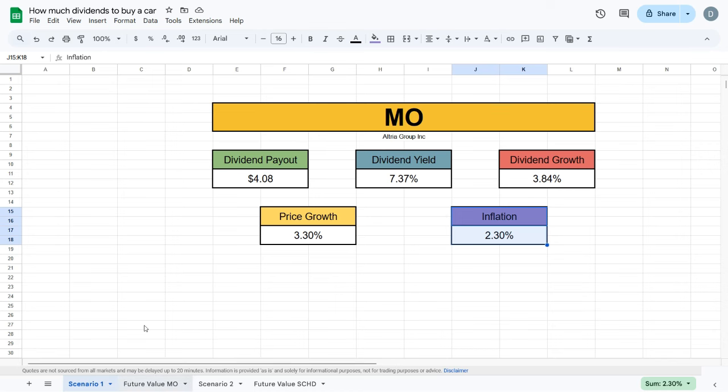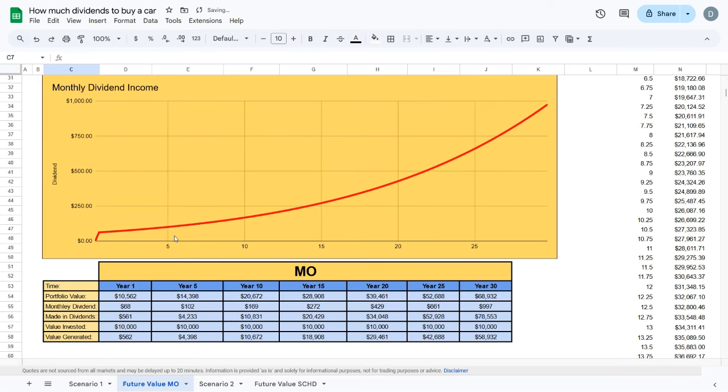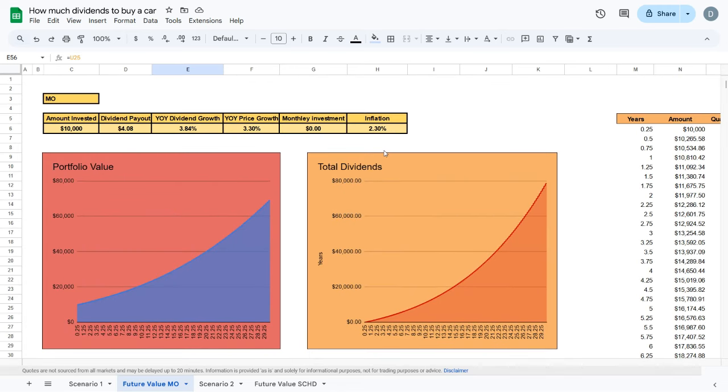Now, say we have some money laying around, which we want to use to generate us $4,200 to buy our Suzuki. So if we invest $10,000 into Altria right now, we can see that in 5 years, it would generate us about $4,233 in dividends. Now the value generated with our one-time investment would be only slightly higher than the value made in dividends. And that is because Altria has very, very low growth compared to the inflation rate.